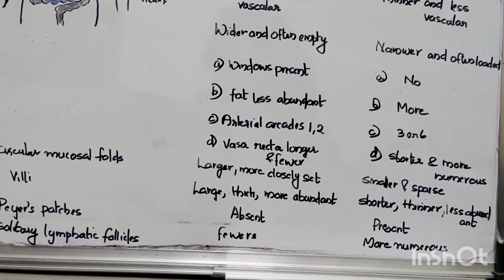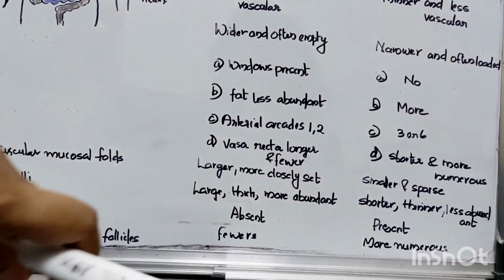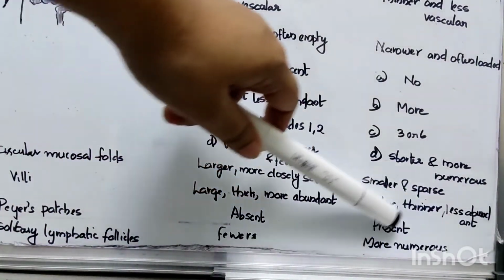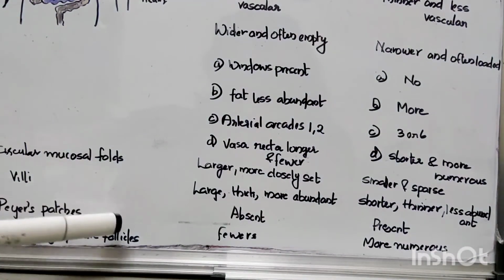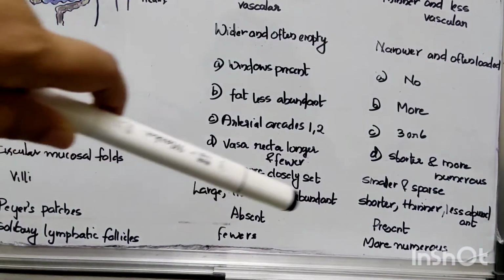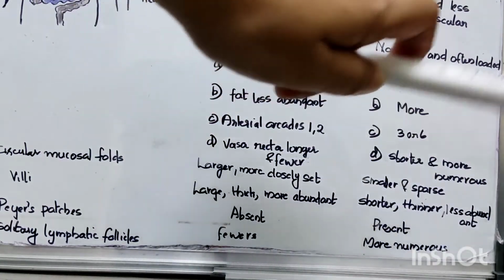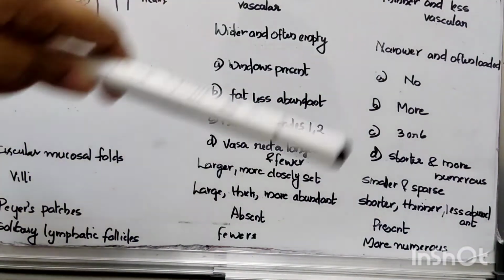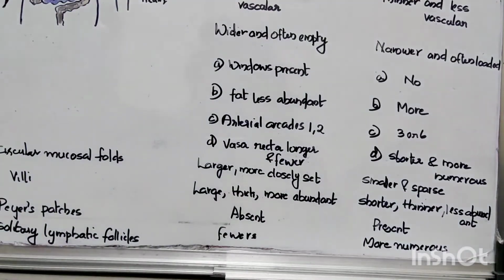Next are the Peyer's patches. What are Peyer's patches? They are aggregations of lymphoid follicles. Aggregated lymphoid follicles are called Peyer's patches, and they are absent in the jejunum, but in the ileum they are present. And the solitary lymphatic follicles are also fewer in the jejunum, but in the ileum they are more numerous. So these are the general features of the jejunum and ileum.